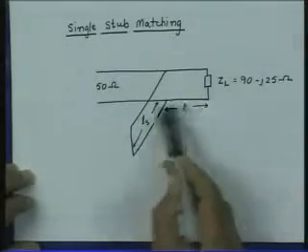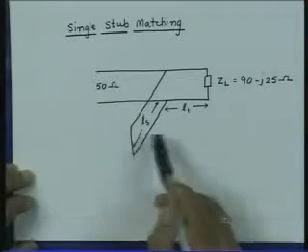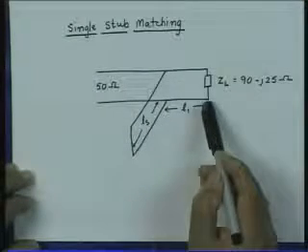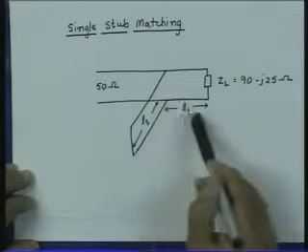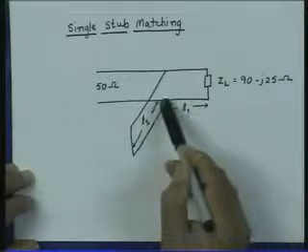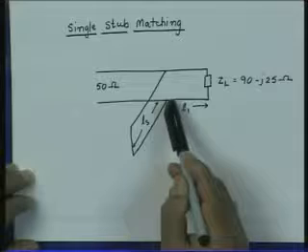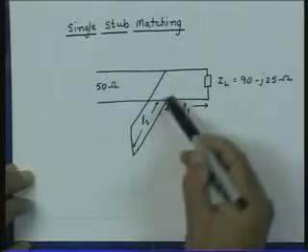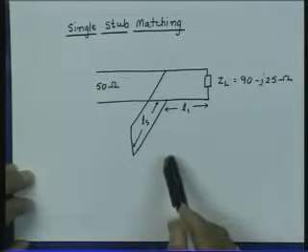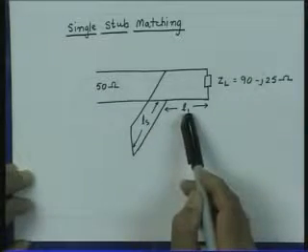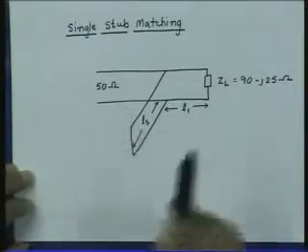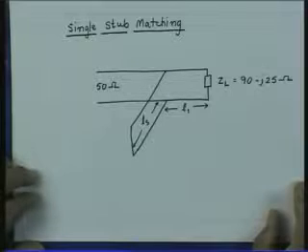So, the parameters which are to be calculated are the length of the transmission line L1, that gives the location where the stub is to be introduced on the main line, and the length of the stub Ls. So, these two quantities are unknown. The impedance of the transmission line is same as the characteristic impedance of the line, which is 50 ohms.